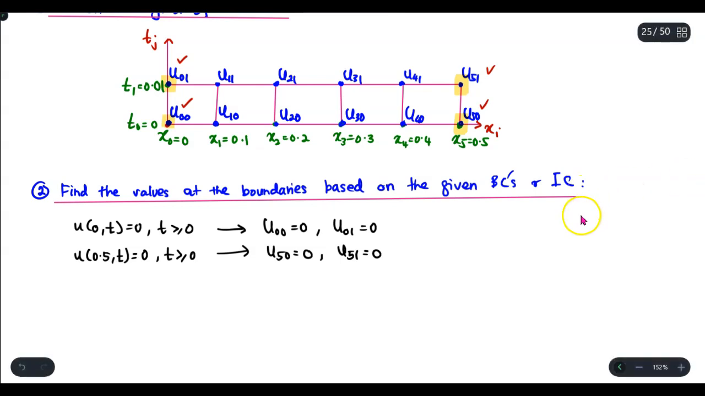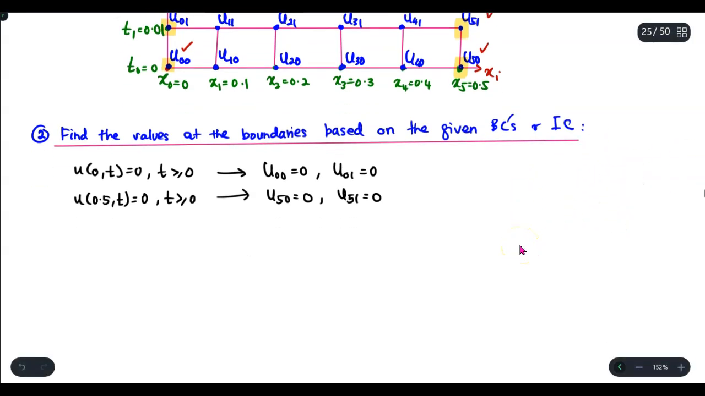Then we have the initial condition, u(x,0) equals sin(2πx). What are the nodes involved based on this initial condition? It says that as long as you are at t equal to 0, your value of u depends on where you are, that is, on the value of x.